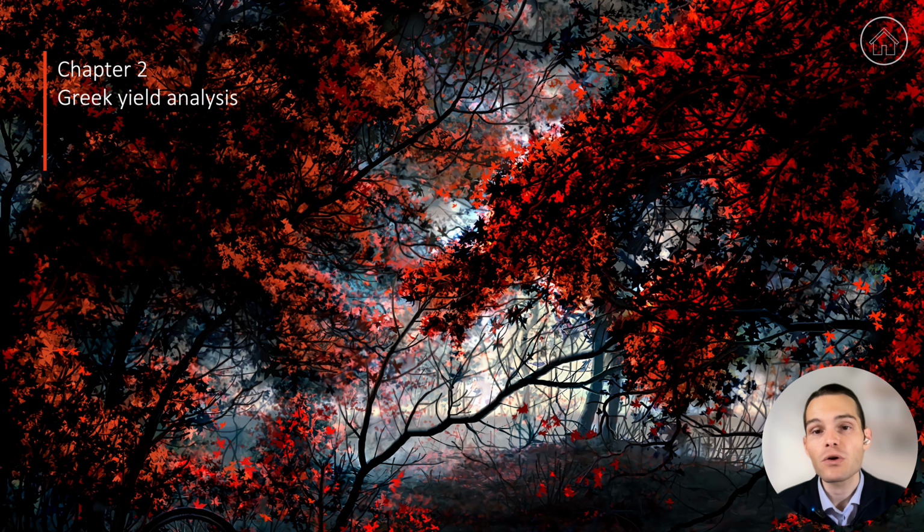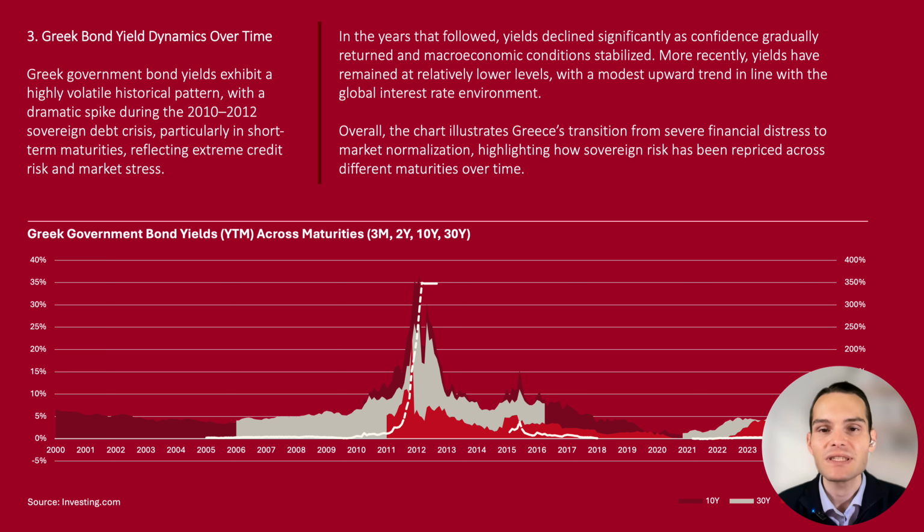We now turn to one of the core parts of the report, the evolution of Greek government bond yields. This chart illustrates the evolution of Greek government bond yields across multiple maturities. The most notable feature is the sharp surge in yields during the sovereign debt crisis between 2010 and 2012, particularly in shorter maturities, as markets priced severe default risk and financial instability. In the years that followed, yields gradually declined as investors' confidence improved and economic conditions stabilized. More recently, yields have remained relatively lower, although they increased modestly along with the broader global rise in interest rates. Overall, the chart highlights Greece's transition from extreme sovereign stress toward a more stable and normalized bond market environment.